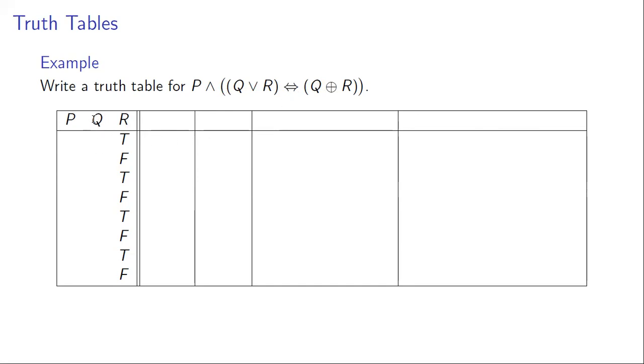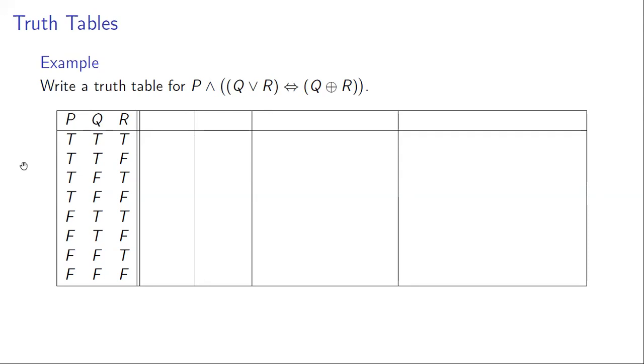Next, for the next column, moving towards the left, we do groups of 2. So true, true, false, false, true, true, false, false. And then for the leftmost column, for P, we're going to do groups of 4. So groups of 1, then groups of 2, then groups of 4. We're going up in powers of 2: 2 to the power of 0, 2 to the power of 1, 2 to the power of 2. So a group of 4 trues and a group of 4 falses. Using this method, we can cover all possible combinations of truth values for P, Q, and R.